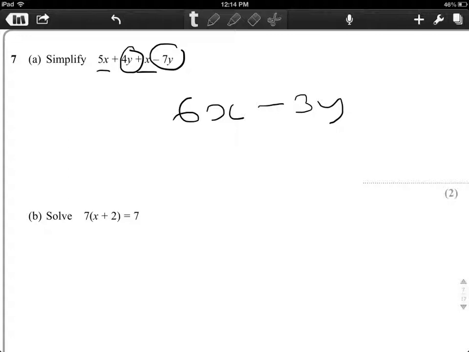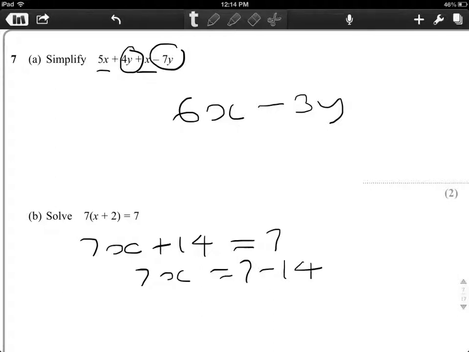Right, to solve 7 lots of x plus 2, if we open out the brackets, 7x plus 14 equals 7. We take the 14 to the other side, and then we do the subtraction. We get minus 7, so x must equal minus 1.